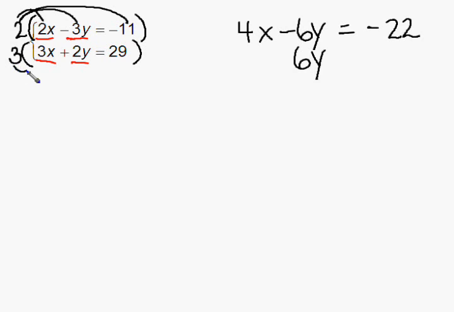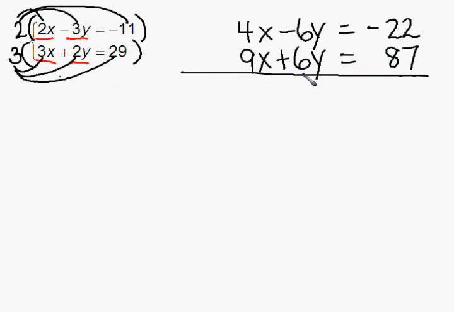Now if I look at the coefficients, negative 3 and 2, I notice that both of those numbers go into 6. So I'm going to try and create a coefficient of negative 6 on y and a coefficient of positive 6 on y through multiplication. So to get the negative 6 out of the first equation, I'm going to take the existing negative 3 and multiply it times positive 2.